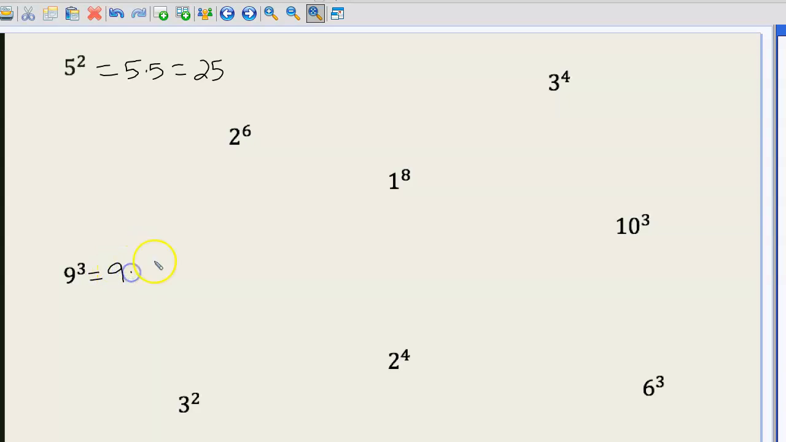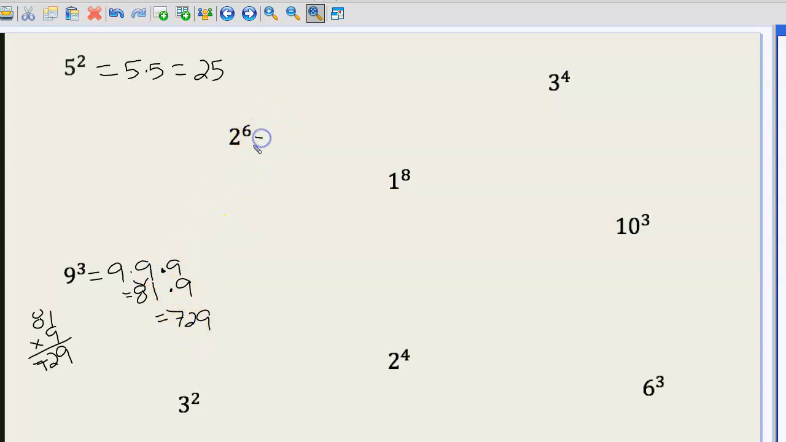So 9 times 9 is 81. And then we have one more 9. So the answer would be 729. Does that make sense? So it's basically saying 9 times 9 times 9, which means you would take that 9 times 9, that gives you 81, and you would bring down that second 9, and you get 729.